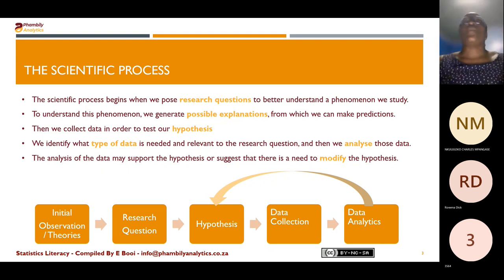So my role, just to give you another perspective into why I'm doing this, is that I want to make sure that I equip as many people in South Africa with the statistical skills to enable them to use that information in their day-to-day or work environment. Hence, I'm telling you all this. Right, let's bring it back to your module.